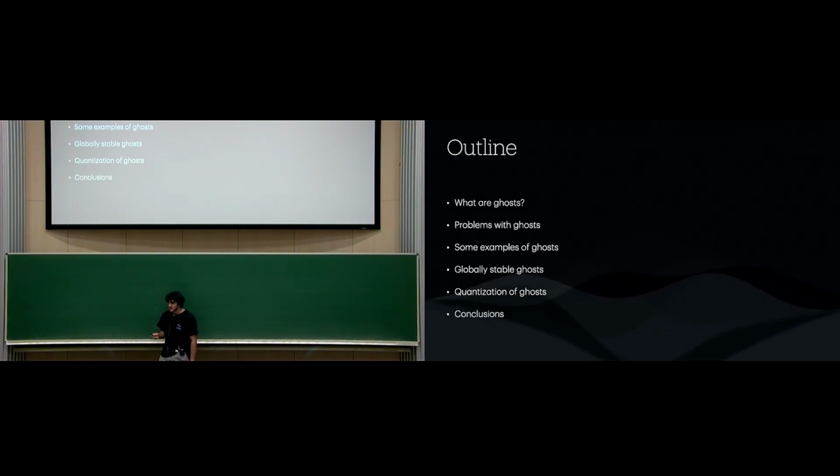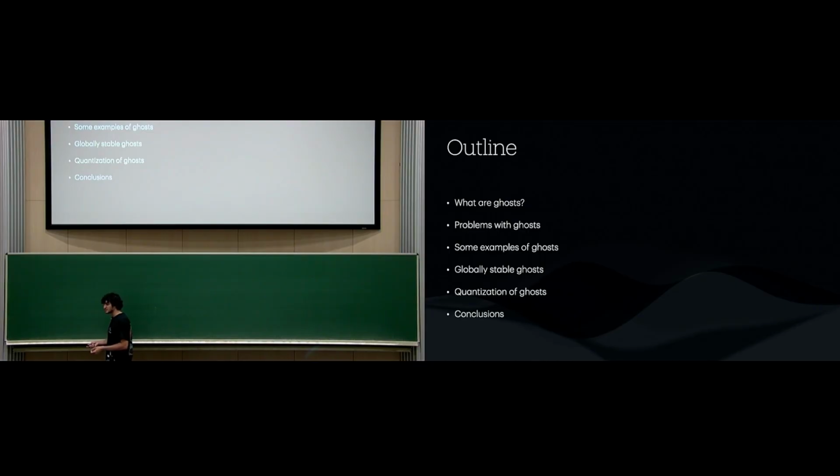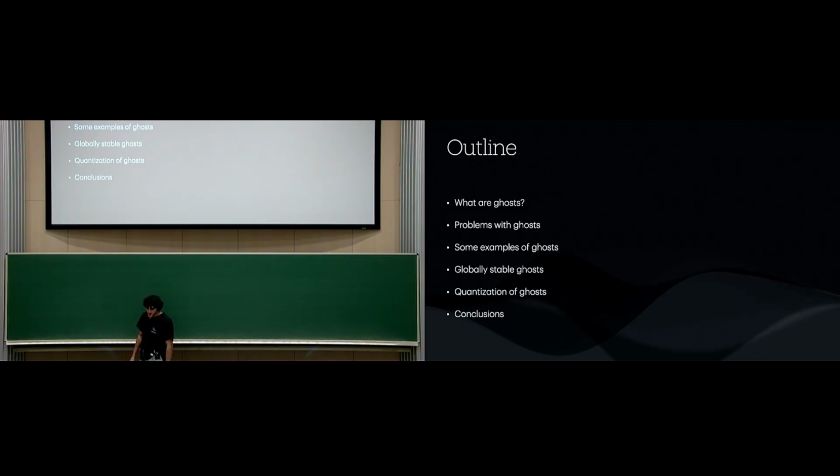This theorem, you should take it with a pinch of salt because it's a bit specific and there are a lot of ways to circumvent it and a lot of exceptions. But generally, it holds true for most of our successful theories in physics today. And I will show you a couple of worked examples on the blackboard. And then, as I said, globally stable ghosts, quantization, and then I'll conclude.